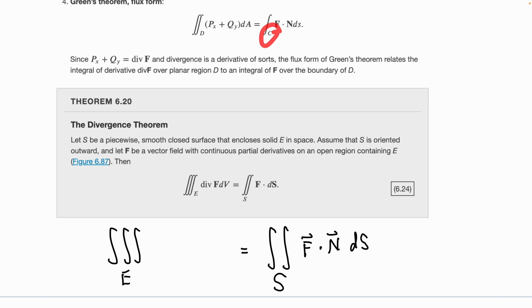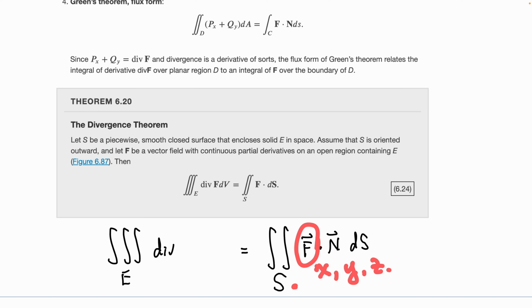That closed curve C in the plane closes this region D in the plane. This closed surface in 3 space is going to enclose this solid E in 3 space. The integrand here in Green's can be written down as the div. Over here, this vector field must be defined on the surface S. So that vector field has to be a vector field in x's, y's, and z's.